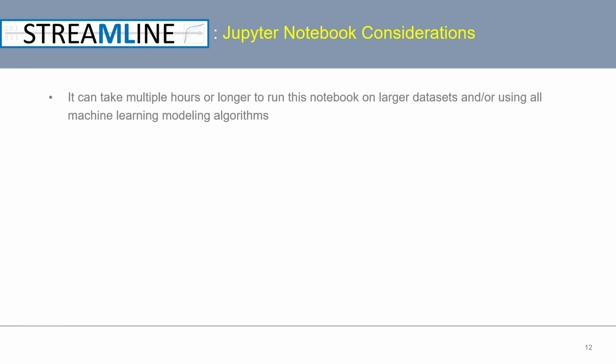We'll conclude with one quick consideration regarding Jupyter Notebook to run STREAMLINE. Specifically, it can take multiple hours or longer to run this notebook on multiple larger datasets and/or using all machine learning modeling algorithms. For this, we recommend using a high-performance computing cluster if available.